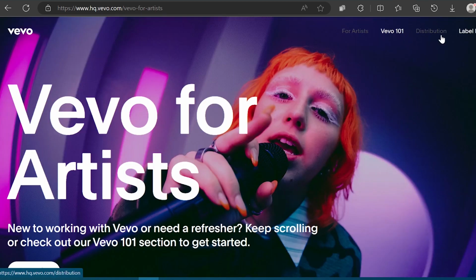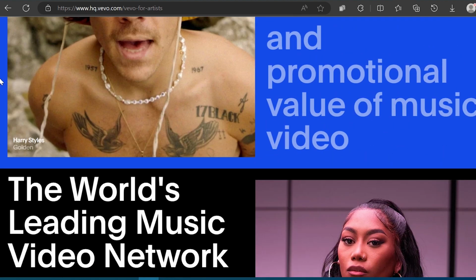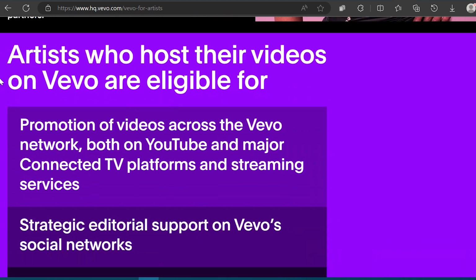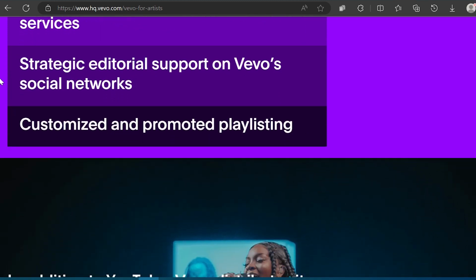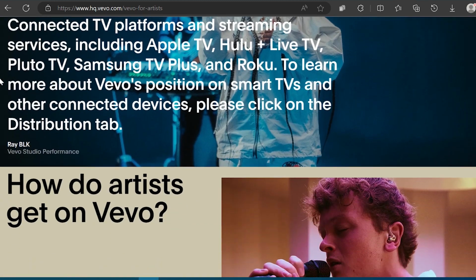Fifth, promotional and marketing support. VEVO often collaborates with record labels, music distributors, and other industry partners to promote music videos and artists. If you have a strong presence on VEVO, it may open doors for potential promotional opportunities such as being featured in VEVO creator playlists, premieres, or exclusive content releases.